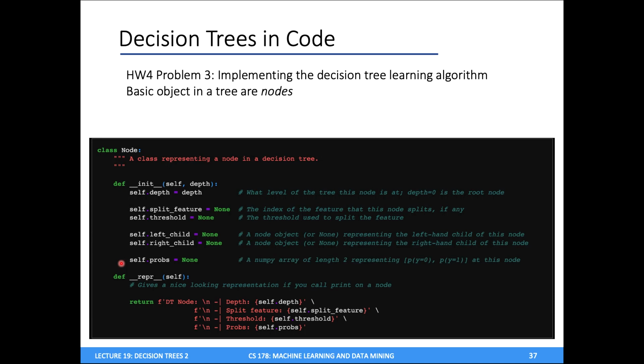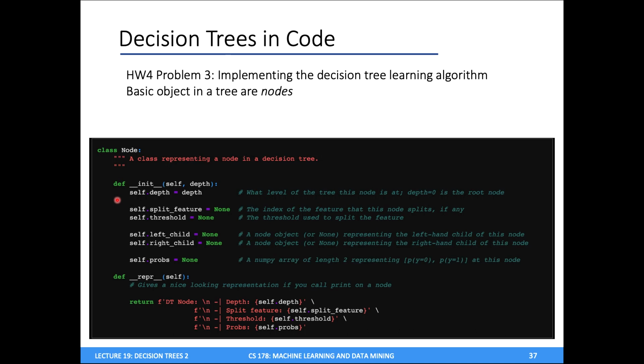So it's going to be a length 2 NumPy array containing the probability that y equals 0 and the probability that y equals 1 at this node. To keep things simple, we're only considering binary classification here, but more generally, this probs could be a longer vector containing k class probabilities if you've got multiple classes. And here we've just got a nice representation of our nodes, so you can print them out and see what they look like. So we give you this code, but it's good to understand what this is actually doing because you'll need to use these in your implementation.